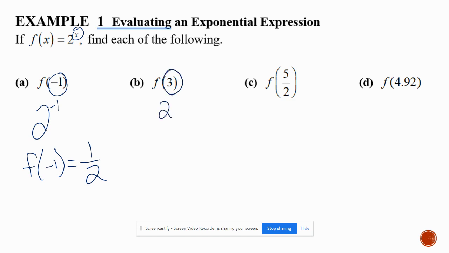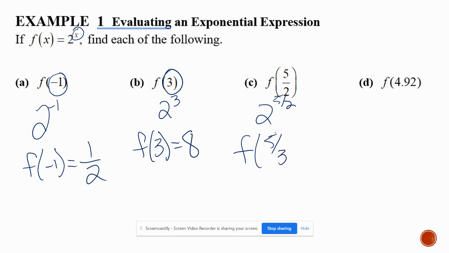Plug in 3, 2 to the third power, and 2 to the third power is 8. Plug in 5/2. 2 to the 5/2 power. Oops, I'm writing a 3 there. Sorry about that. And I plug that in my calculator because I probably have to for that one. And we get roughly 5.66, rounded to the nearest hundredth place.